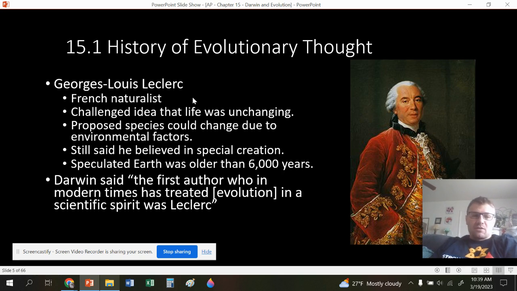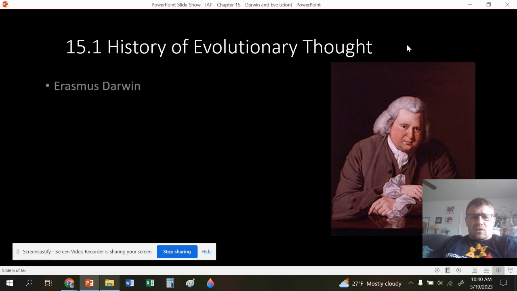There were other scientists that were looking at how species change, like Georges-Louis Leclerc. I have trouble pronouncing his name, but Leclerc was one of the initial scientists that really started to talk about how species change. He challenged the idea that life was unchanging, and he proposed that species change due to environmental factors. He still believed in special creation, but he did start to speculate the Earth was more than just 6,000 years old. Darwin said the first author who in modern times has treated evolution in a scientific spirit was Leclerc. So he gave a lot of props to Leclerc.